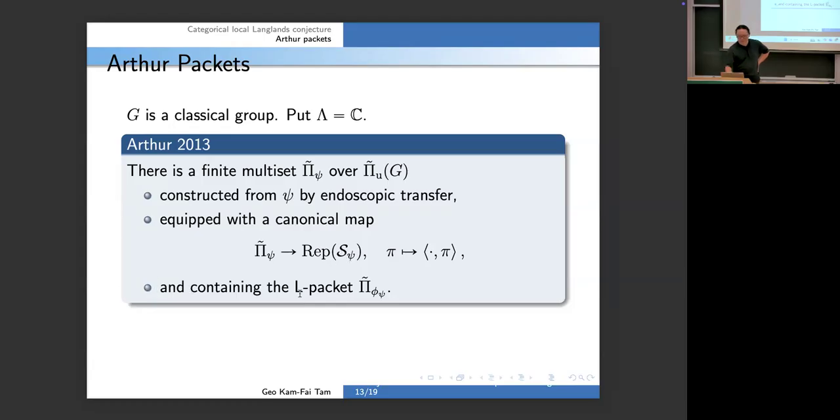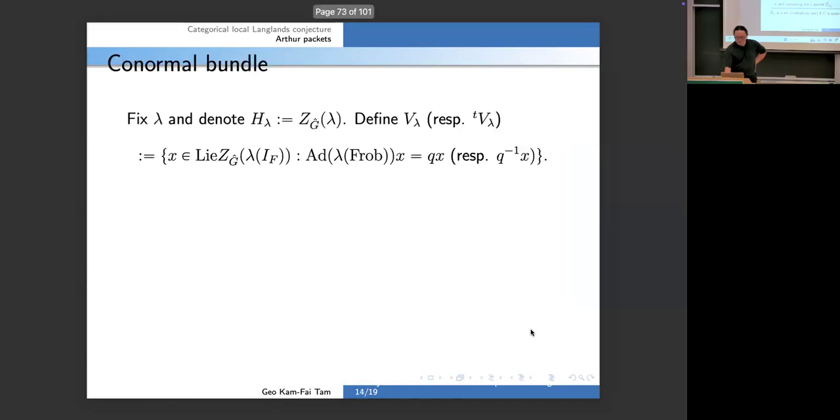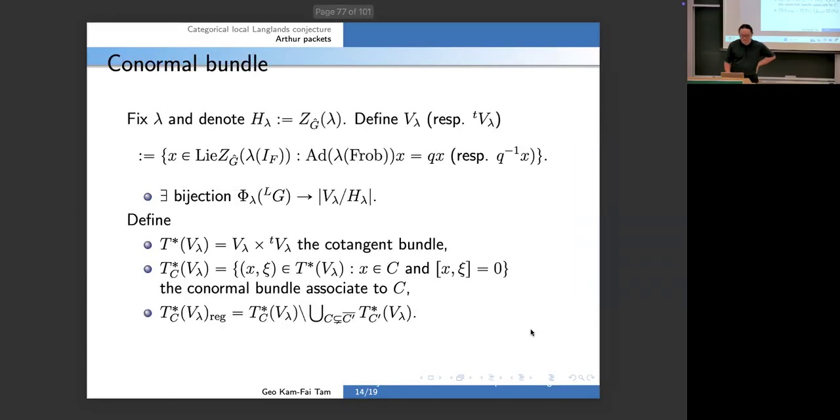And it contains the L-packet of the Langlands parameter corresponding, given by this Arthur parameter. This set is really a set if G is quasi-split. So this is Mœglin's result. Okay, so how to construct the A-packet?